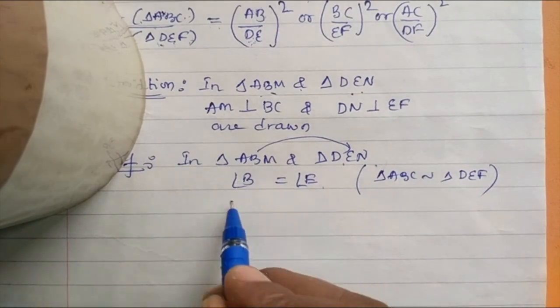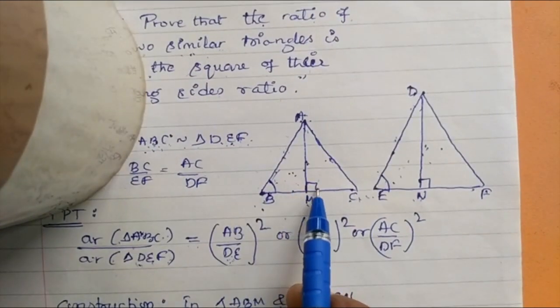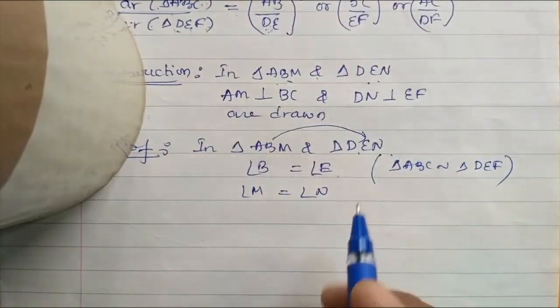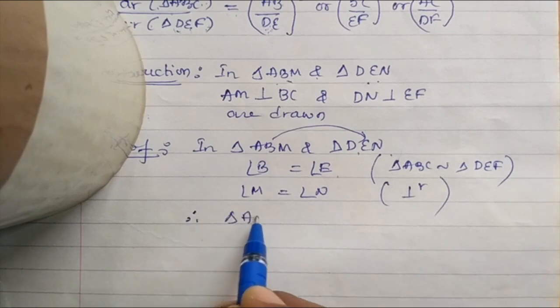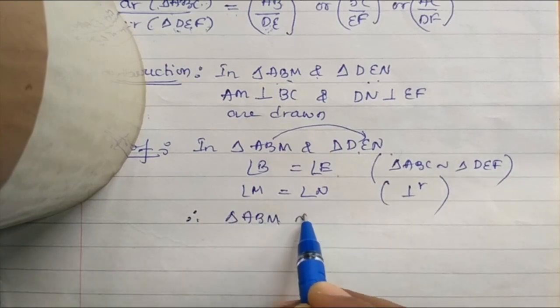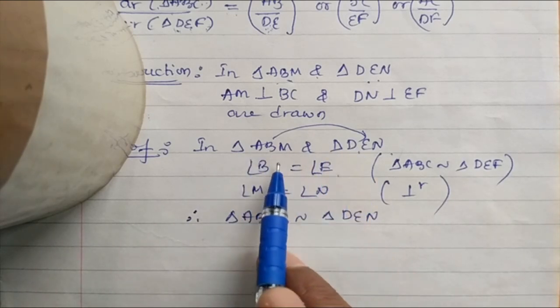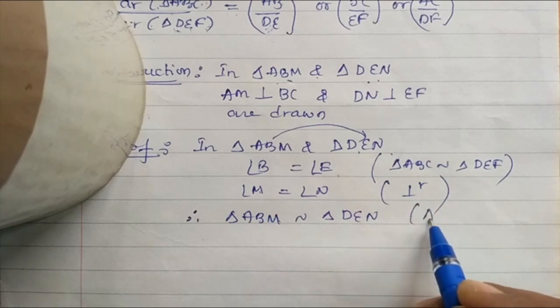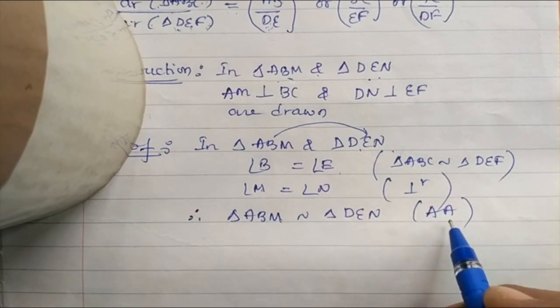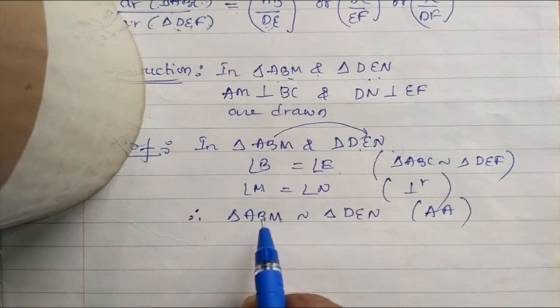The next one is angle M. Angle M is equal to angle N, right? Because angle M is 90 degrees, angle N is also 90 degrees, since we took perpendiculars. Therefore, triangle ABM is similar to triangle DEN. Why? Because these two triangles have two pairs of corresponding angles equal. By the AA criterion, when two corresponding angles of two triangles are equal, they are similar. So both the smaller triangles are similar.